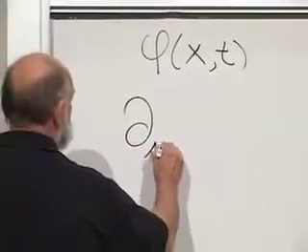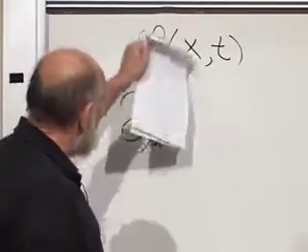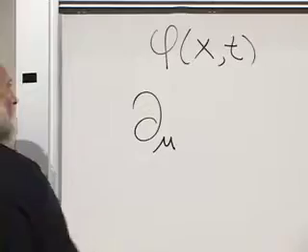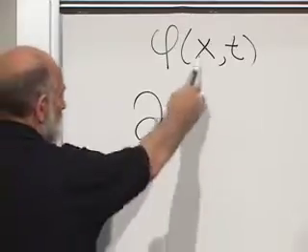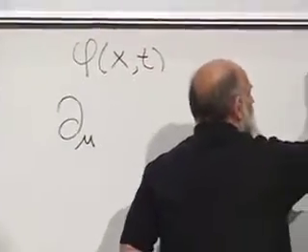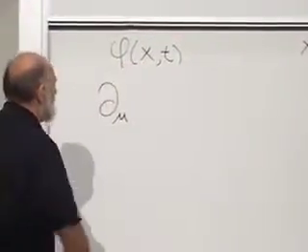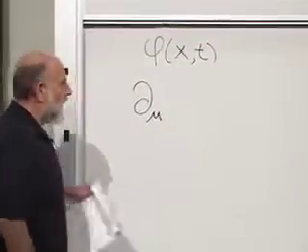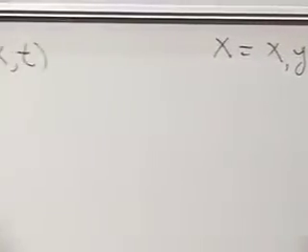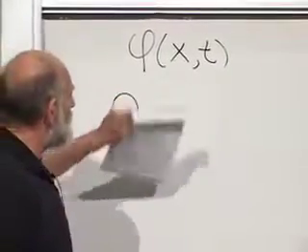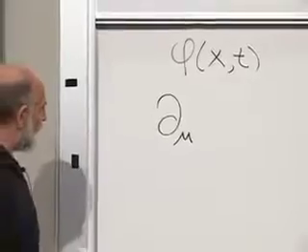Remember what d mu is. D mu stands for the derivative with respect to the four directions of space-time, x and t. Mu runs over four values, x, y, z, and t. Incidentally, remember that x here really stands for x, y, and z. It really stands for the three components of space, and t stands for the time. D by d mu means the derivative with respect to any one of these. So that's an ordinary derivative.